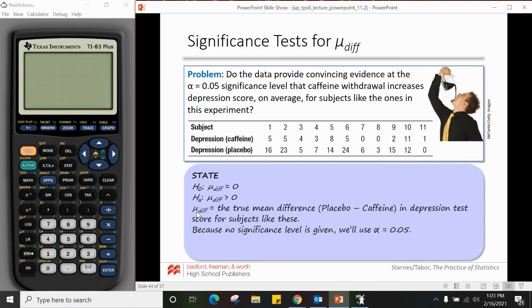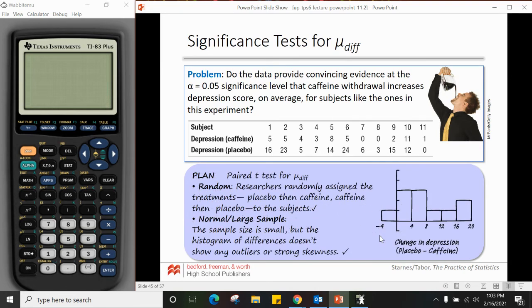And then you have the difference. Whenever you write the mean difference, always write which one you're doing, placebo minus caffeine, so we're on the same page, and then tell us your alpha level. For the plan, state the name: t-test for mean difference. This is an experiment, so we need randomized assignment, which they said they did. Since it's an experiment, we don't do the 10% condition. But we will do the normal size, large count condition. Our n is 11, so it's not large enough.